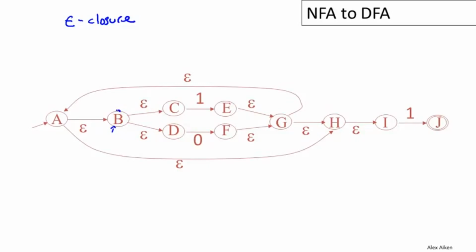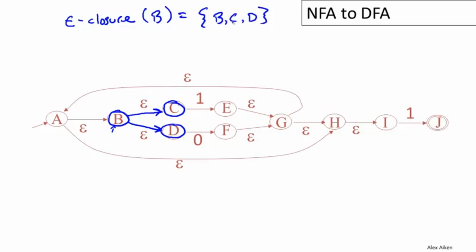Then I look at all the states that I can reach by following only epsilon moves. B is the state that we're starting with, so B would be included in the set. Then there's an epsilon move to C, so C would be included in the set, and there's another epsilon move to D, so D would be included in the set. And so we would say the epsilon closure of B is equal to the set {B, C, D}.